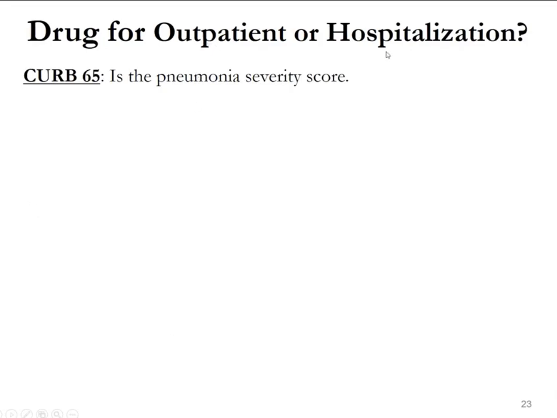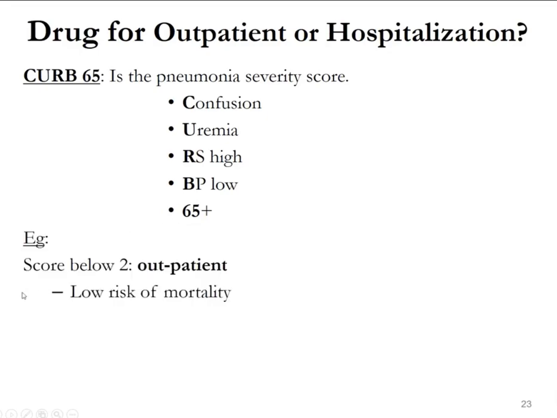Then, drugs for outpatient and hospital. How do you know? You learn that again in the physician's lecture. But for me to really start the pharmacology of all those drugs, you need to know the difference. How do you know outpatient or inpatient? There is a tip: CURB-65 is the pneumonia severity score. If the patient has confusion, C. If the patient's blood has too much uremia, U. Respiratory rate, is it high? R. Blood pressure, is it too low? B. Or the patient is 65 years or older. Does that make sense? Okay.